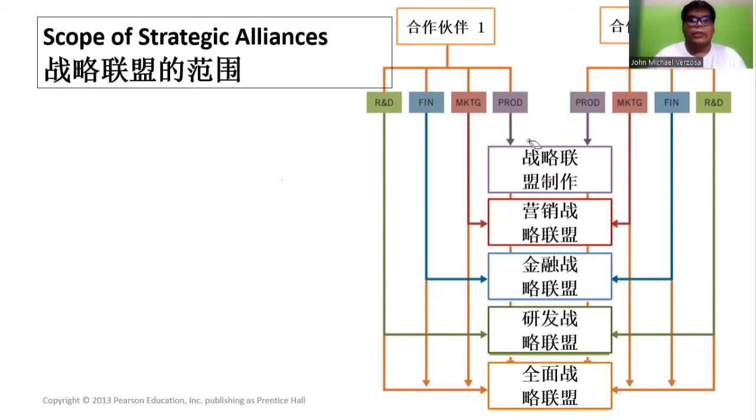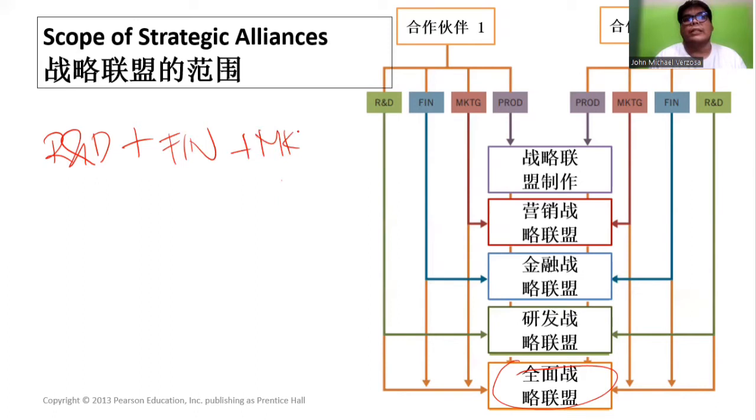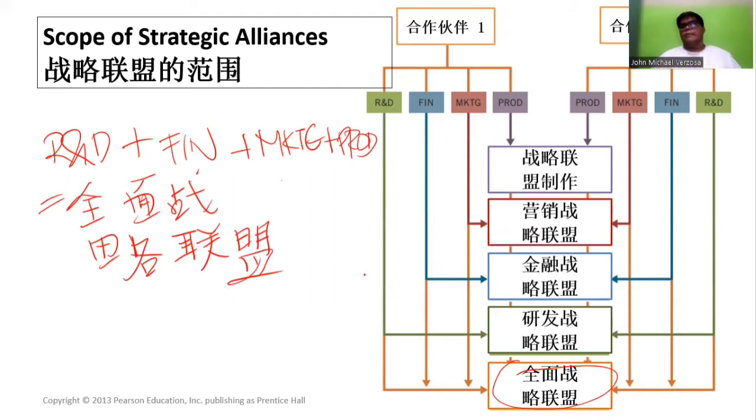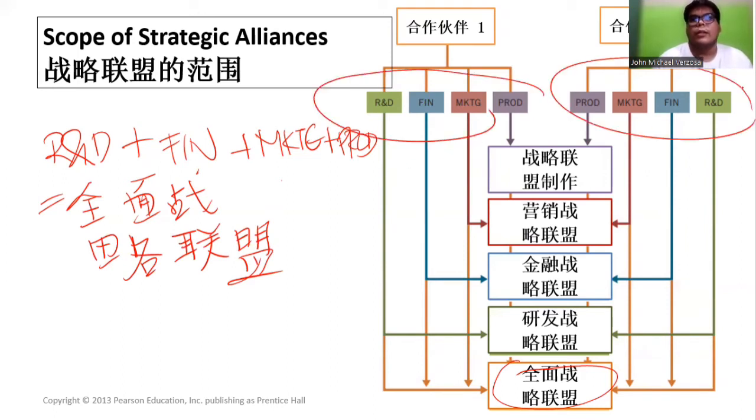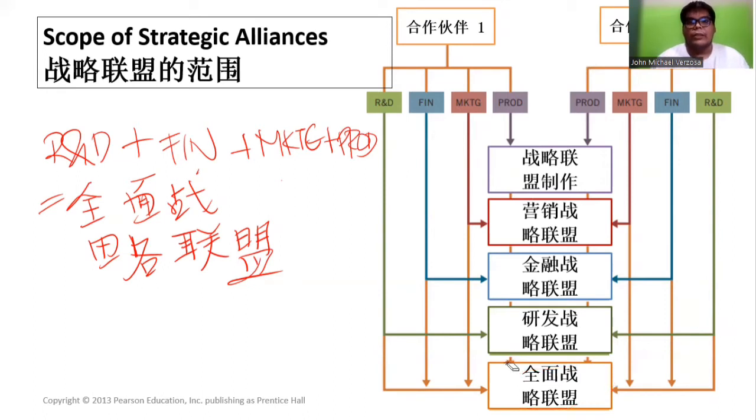And the total of which is the comprehensive alliance. So in this case, for the comprehensive alliance, it is R&D, finance, marketing, production. Okay. So it's a combination of the functional areas in order to form this one, which is the comprehensive alliance.